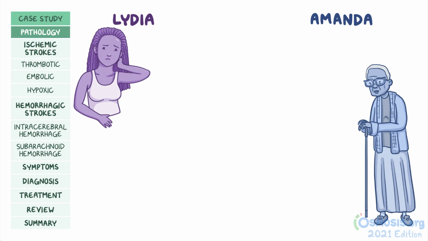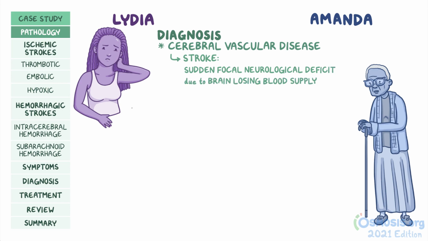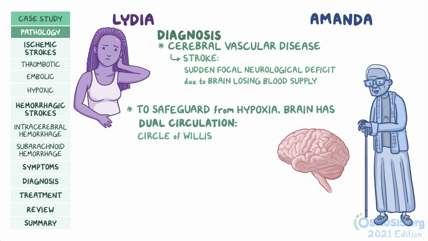Based on their presentation, the diagnosis is that both Lydia and Amanda had a cerebrovascular disease, most often referred to as a stroke. A stroke is when there's a sudden focal neurological deficit due to a part of the brain losing its blood supply. Now, to safeguard the brain from hypoxia, the brain has a dual circulation called the circle of Willis, divided into an anterior and posterior circulation.